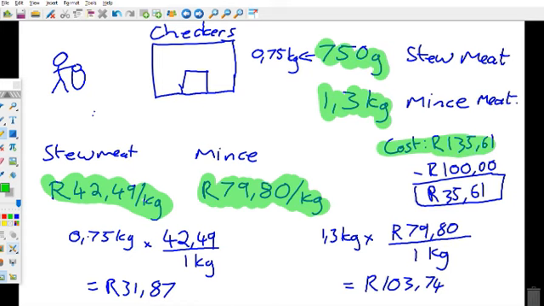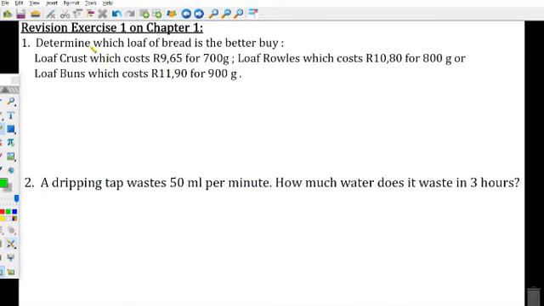No. Okay, here's a nice revision exercise. Determine which loaf of bread is better to buy. We want to compare two things together, so we need to find the ratio. In your mind, you must say, oh, okay, ratio then. We want to compare things. Loaf crust costs 9 Rand 75 for 700 grams. Loaf rolls cost 10 Rand 80 for 800 grams. And buns cost 11.90 for 900 grams. So which one is better to buy?